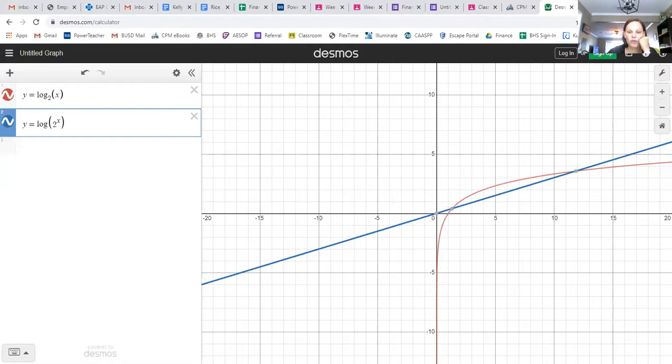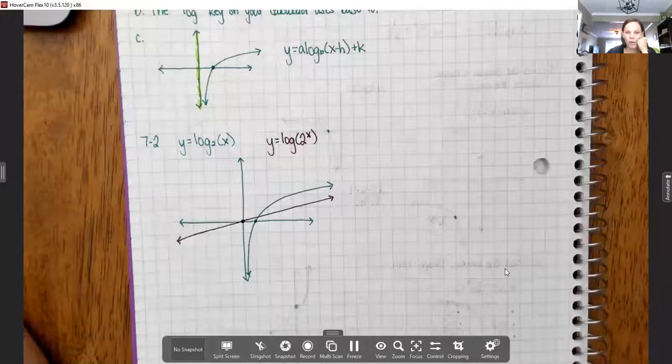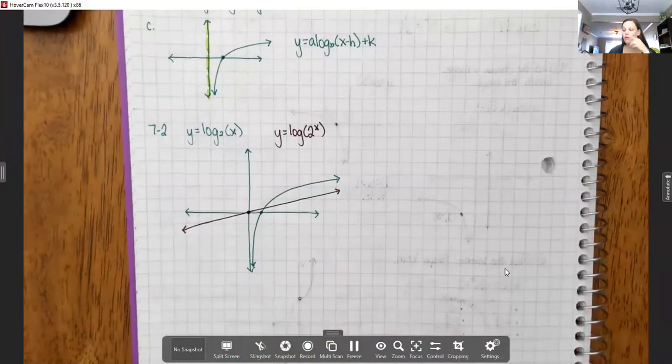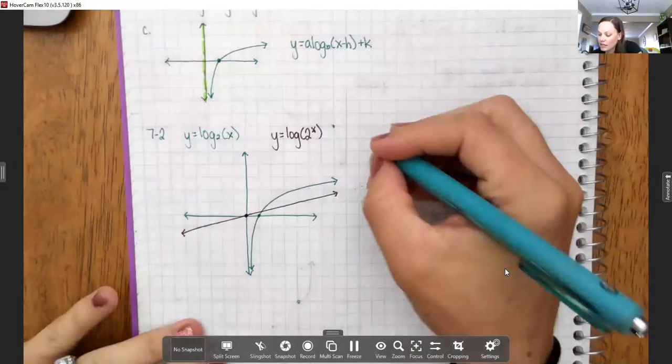So sketch both of those. From just the graph, we can tell that they're different. But then the book says for part B, show that they're different by converting into exponential form.